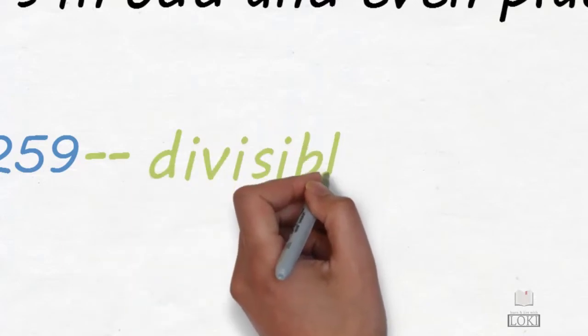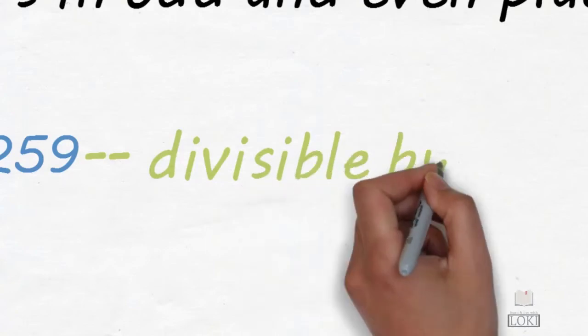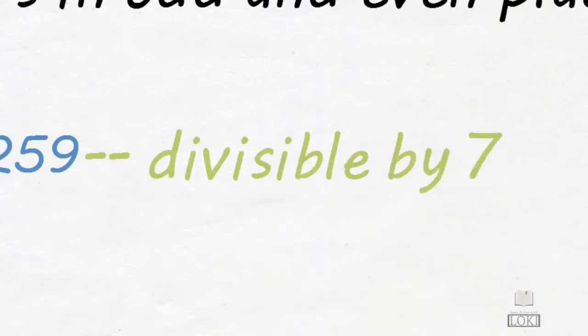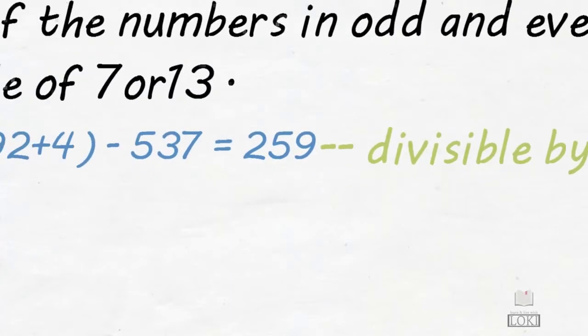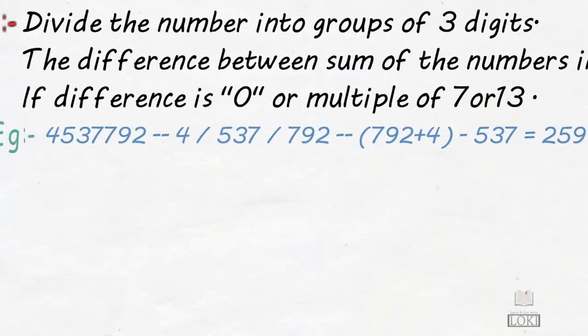Here the difference between those numbers is 259. 259 is divisible by 7 but not 13. So we can say that this number is divisible by 7. And here comes the next example.